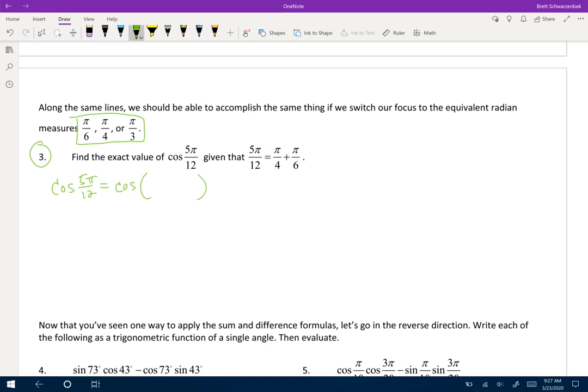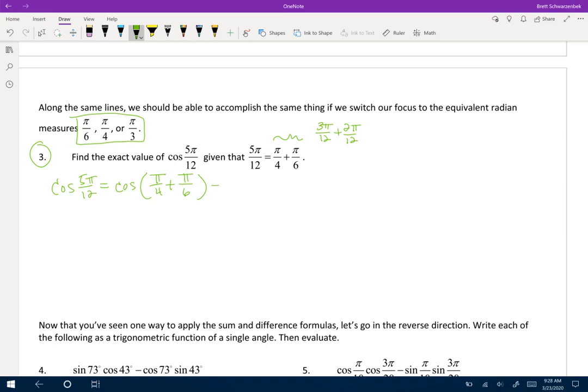They tell you that the 5 pi over 12 is equal to the sum of pi over 4 and pi over 6. Well, just to prove that to you, if we do a common denominator here, we're going to get 3 pi over 12 for pi over 4, and 2 pi over 12 for pi over 6. If we add them together, we get 5 pi over 12. So we should be able to then replace 5 pi over 12 with pi over 4 and pi over 6. Hopefully you see where this is going. Essentially, it's equivalent to what we did in degrees, but now it's in radians.